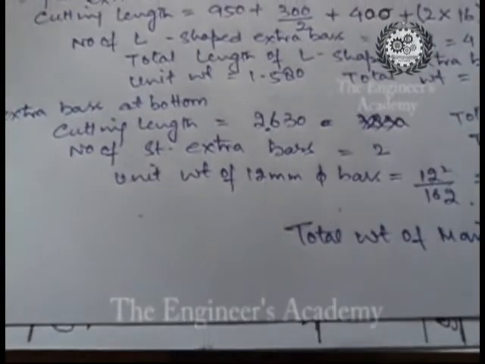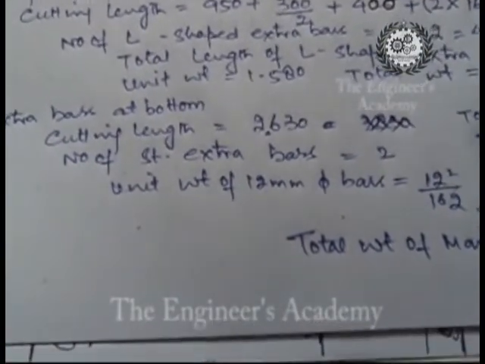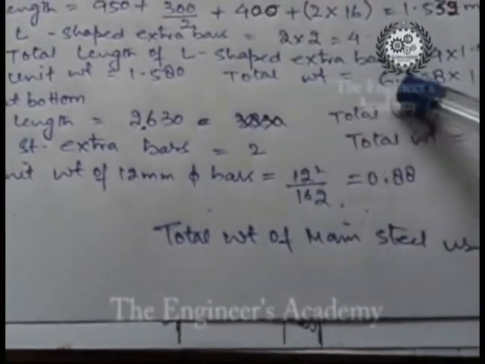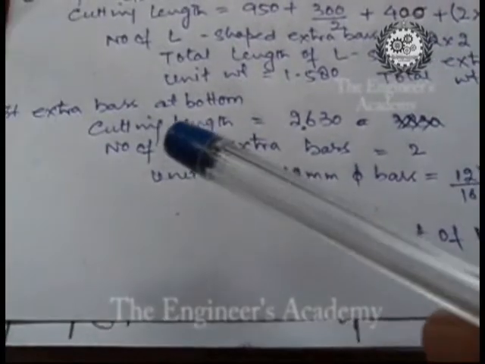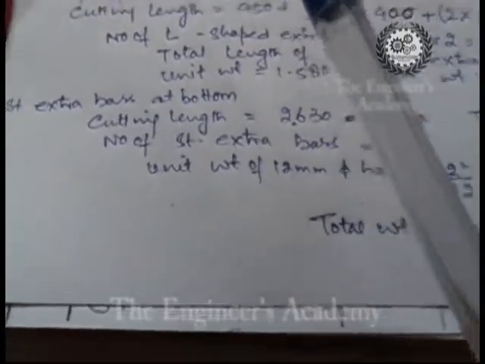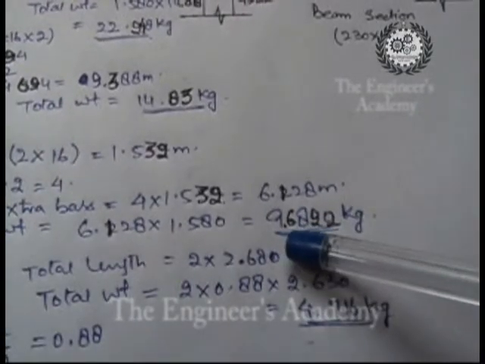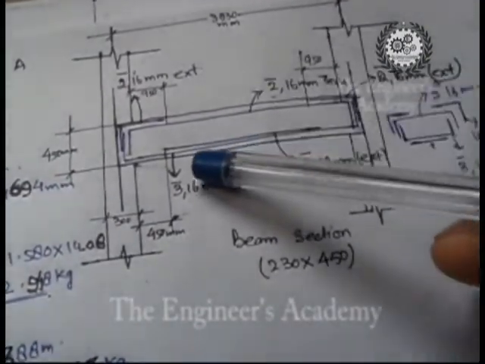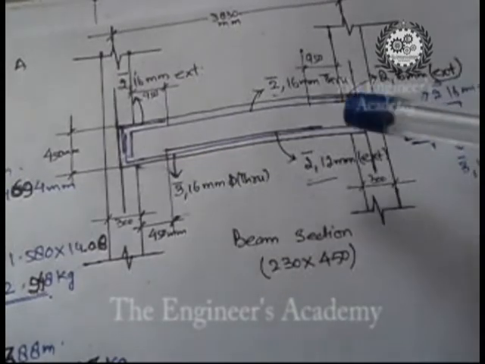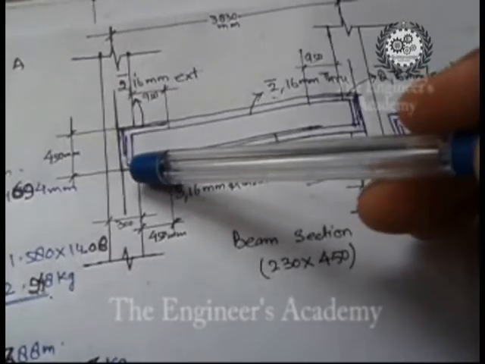Also, the unit weight of a 16 mm diameter bar is 1.580 as we computed earlier. Then the total weight will be equal to 6.128 into 1.580. After that, the total weight of the four L-shaped bars will be equal to 9.6822 kilograms. Then we have the extra bar at the mid span. For its length calculation, we have to consider the center to center distance.